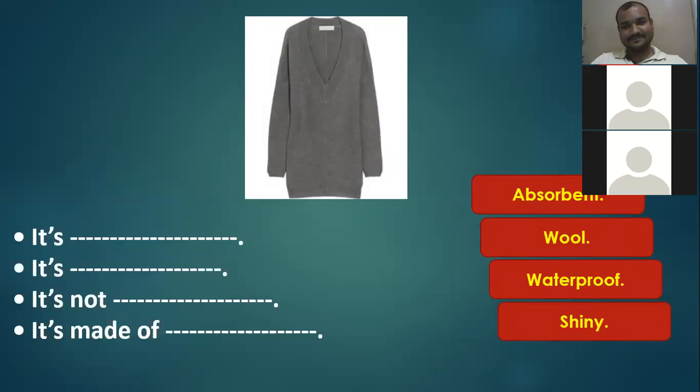It is wool. It is shiny. It's not waterproof. It's made of wool. First one, it's absorbent. Then it's shiny. Sir, it's not absorbent. It's not waterproof. It's made of wool. Right.